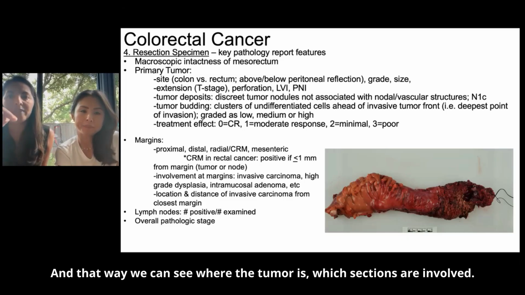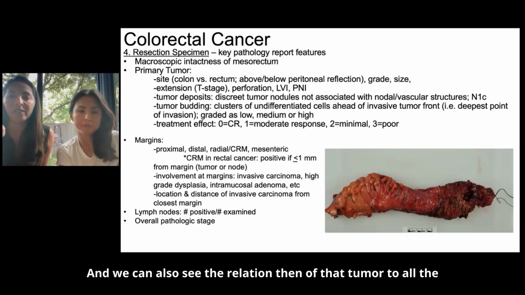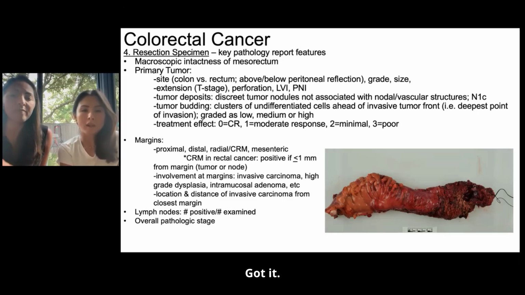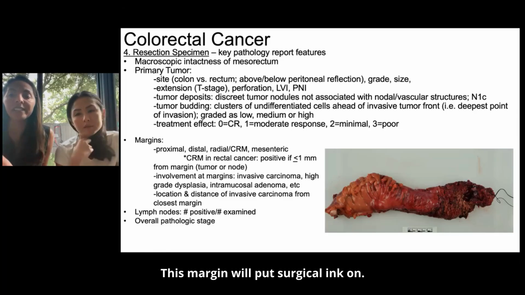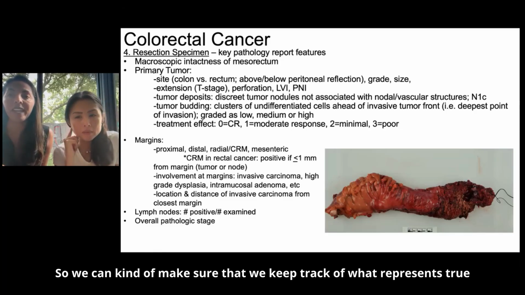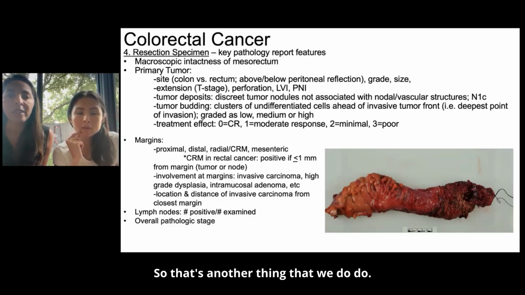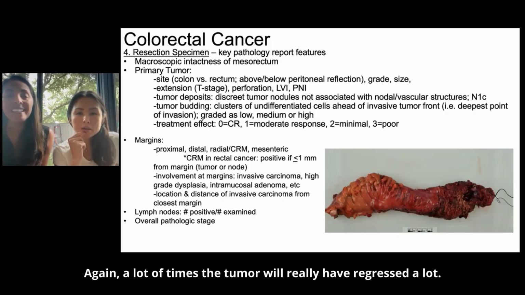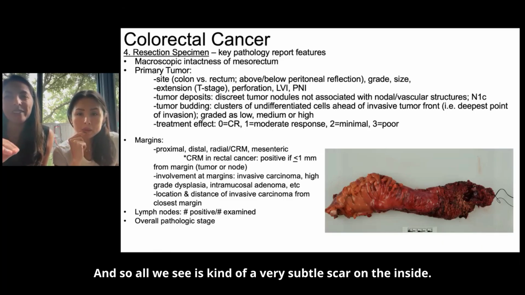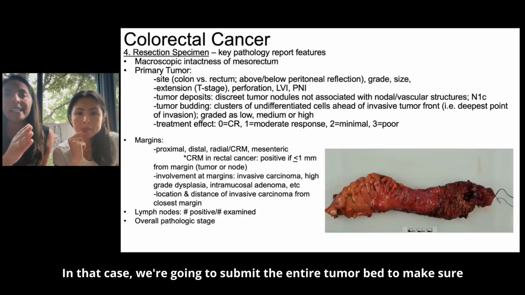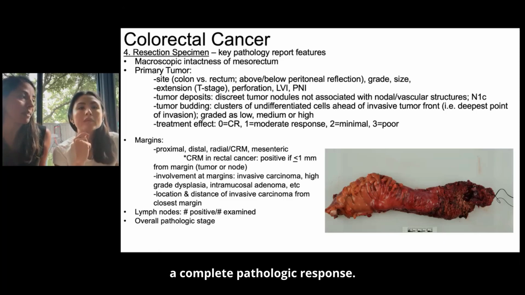That way we can see where the tumor is, which sections are involved, and the relation of that tumor to all the different areas of the margin. We'll put surgical ink on the margin so we can keep track of what represents true margin when we're looking at it microscopically. Again, a lot of times the tumor will have regressed a lot, and all we see is a very subtle scar on the inside. In that case, we submit the entire tumor bed to make sure we have a complete pathologic response.